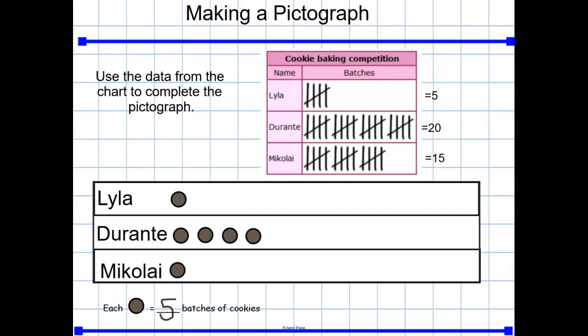Did you hard workers determine that we would need to put 3 circles to represent 15 batches of cookies because each circle is worth 5? So I would count 5, 10, 15. Excellent. We're going to do one more together, but before we do that, I want you to remember the reason we chose 5 as our scale is because 5 went into each category total perfectly. And so it was a very, very helpful number to choose.